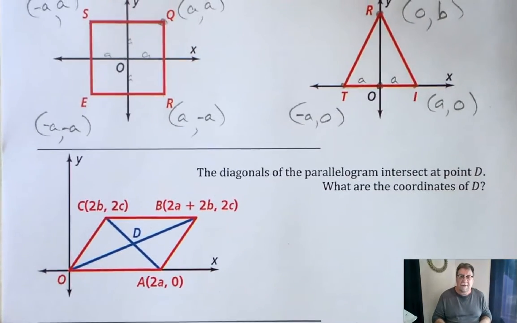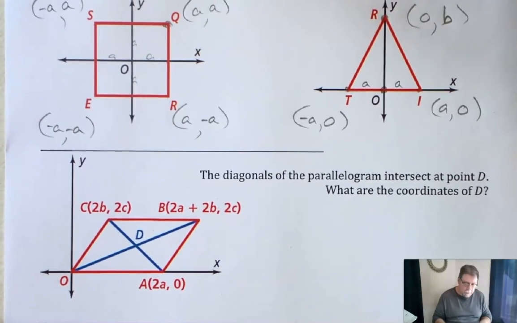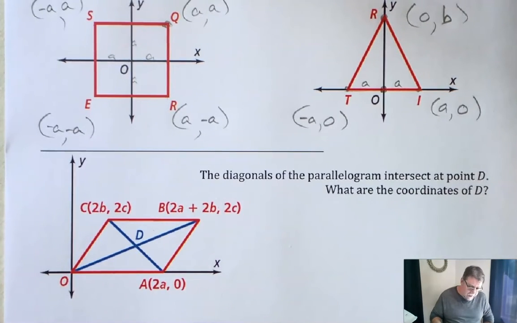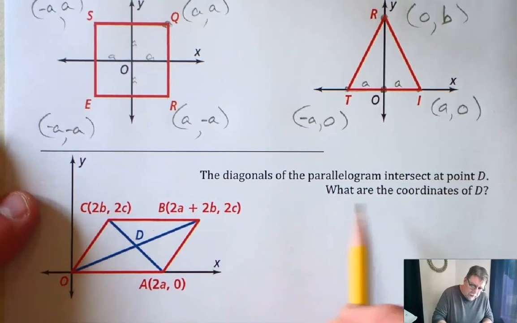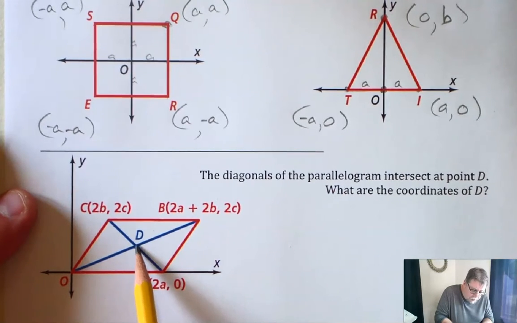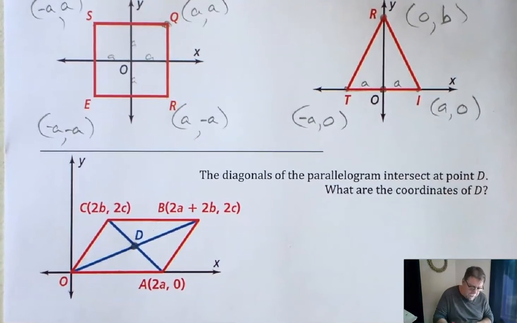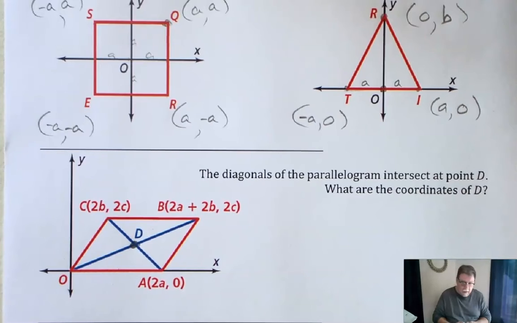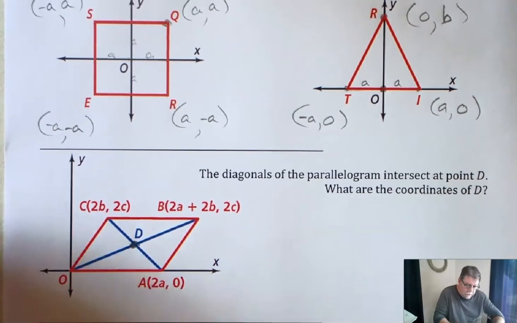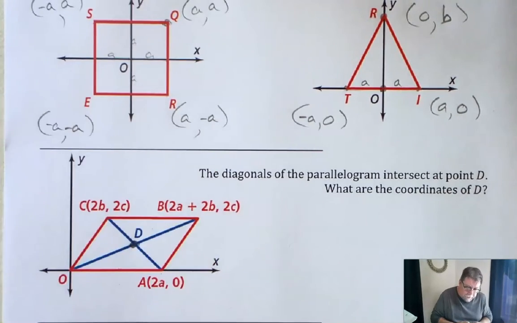Let's look at the next one. The diagonals of the parallelogram intersect at point D. What are the coordinates of D? Well, we know that in a parallelogram, this is the midpoint of both diagonals. So we're simply going to use the midpoint formula and find out what the coordinates of D are. I don't have to do both of them. I can just do one of them.